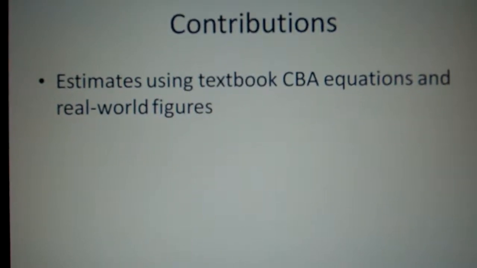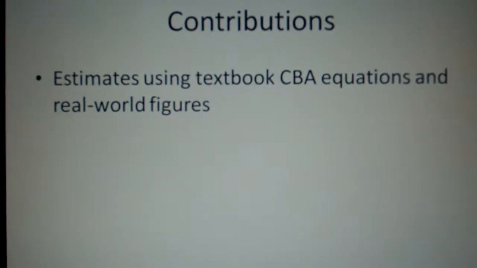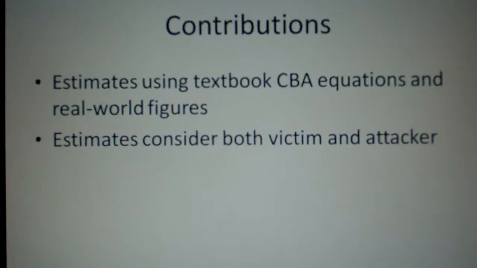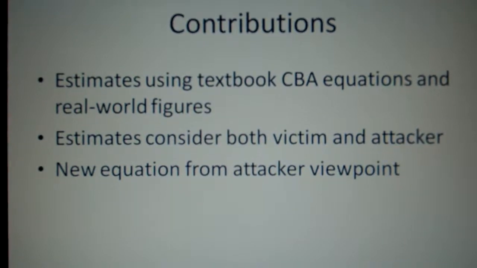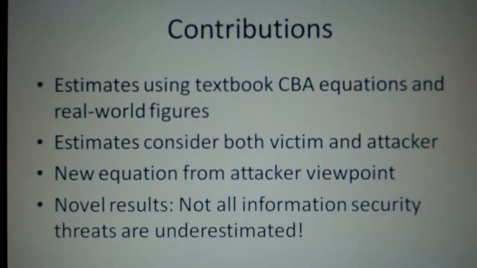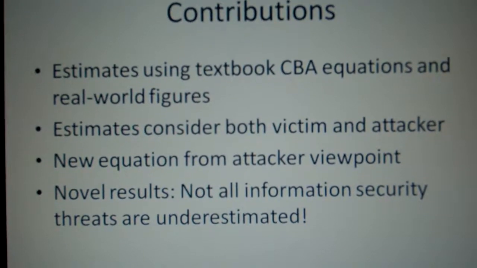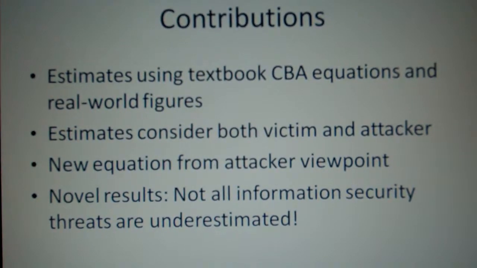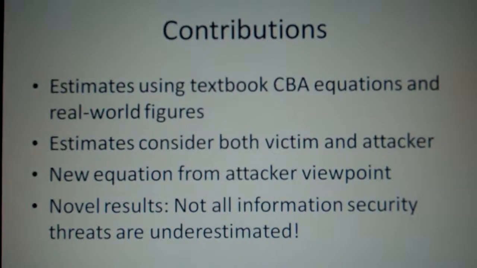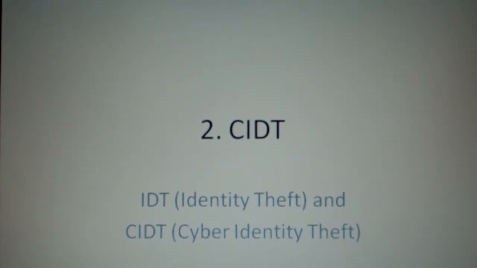The contributions that we're about to show use textbook CBA equations like we've just shown and real-world figures. The estimates consider both victim and attacker. And we also created this new equation, or I created the new equation, from the attacker viewpoint. The results are surprising. Contrary to what is read in the popular media, not all information security threats are underestimated. In the next video, we will discuss CIDT, cyber identity theft.